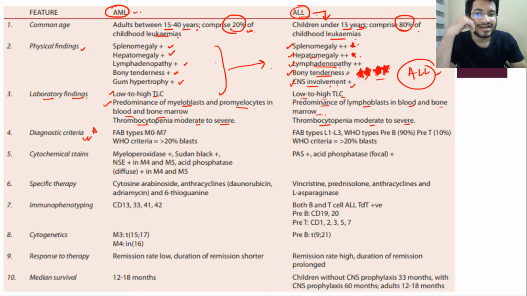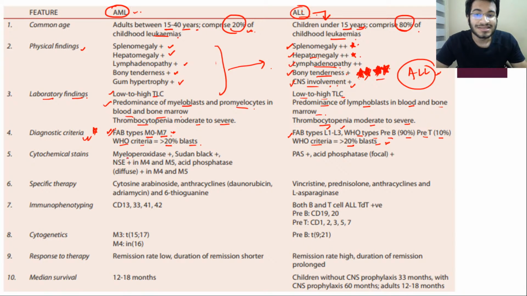Then diagnostic criteria: FAB types are there, and it is classified from M0 to M7, and WHO criteria is more than 20% blasts, but we generally rely upon the FAB types. Then here FAB types are from L1 to L3, and WHO types are pre-B cell 90%, pre-T cell 10%, and WHO criteria is more than 20% blasts, and it is the same.